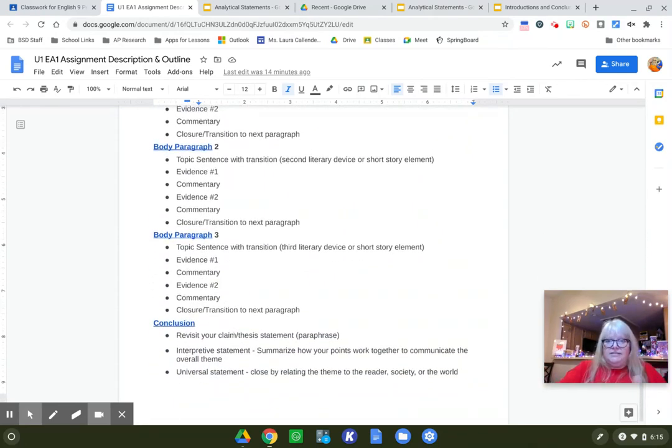Now, conclusions. Introductions and conclusions are often the hardest part of an essay to write. Students will say to me, first, I don't know how to begin. Hopefully, we've conquered that. Then they'll tell me, I don't know how to end. It is difficult, but just remember, the conclusion has a purpose.